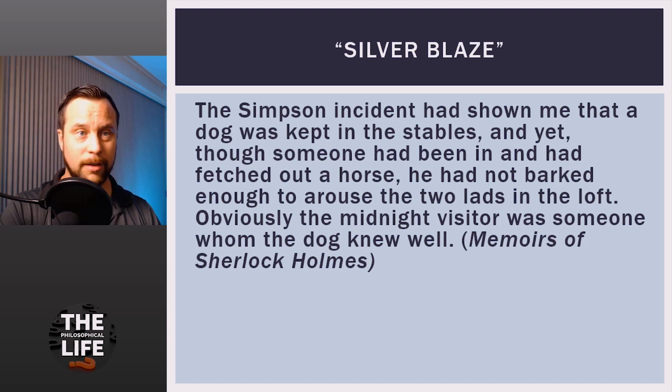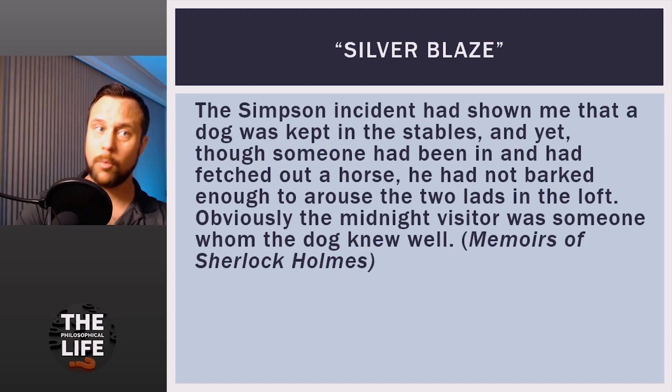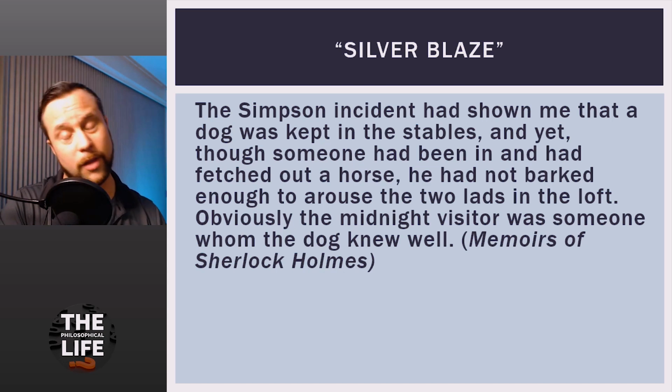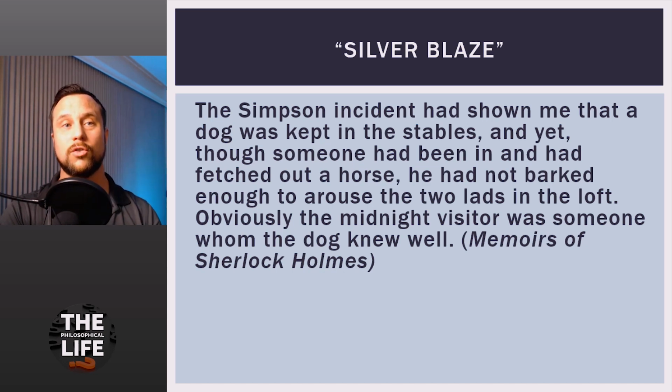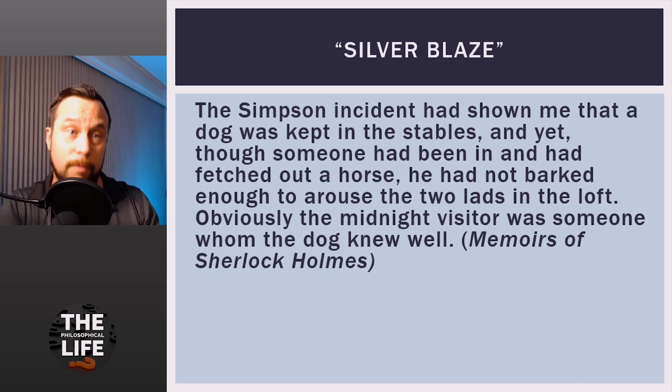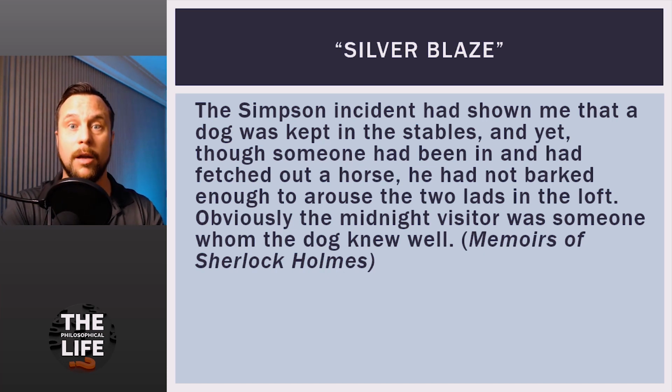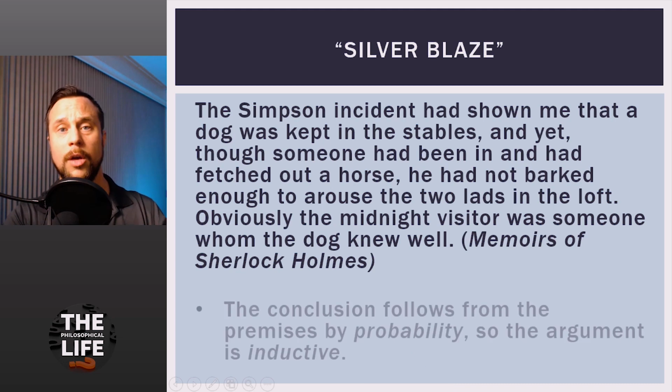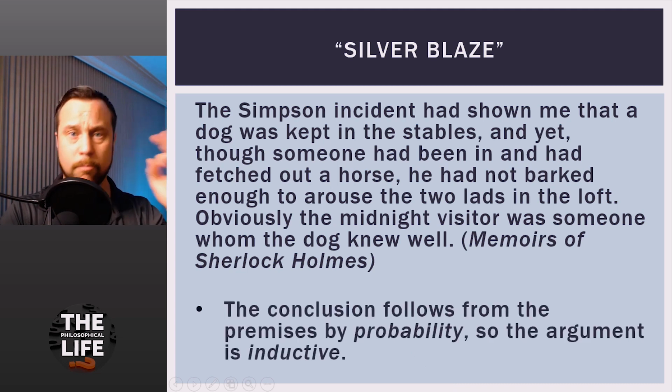Obviously, here's the conclusion, the midnight visitor was someone whom the dog knew well. Otherwise, it would have barked. Now, assuming everything he says is true, the dog, even though somebody went in, it didn't bark, and if it would have barked, it would have aroused the lads. Assuming all that's true, well, it makes it more likely than not that the midnight visitor was someone whom the dog knew well, and therefore it wouldn't bark upon being startled by someone stealing out a horse in the middle of the night. So, this conclusion follows from the premises with probability.